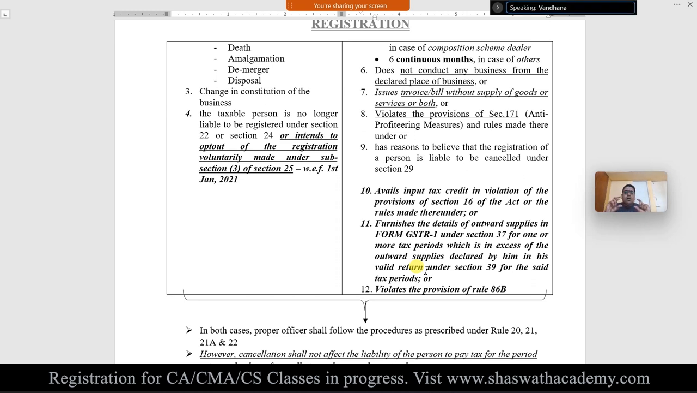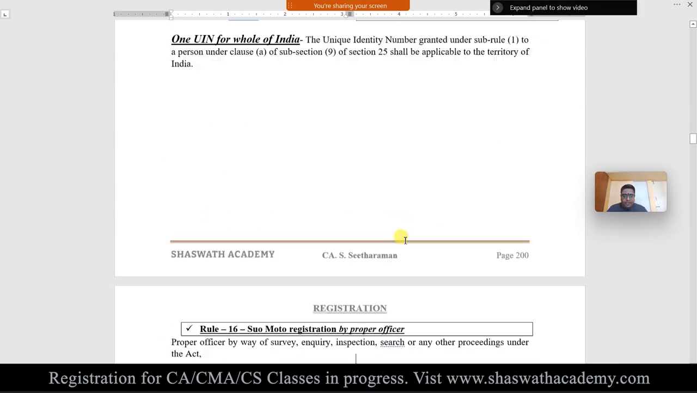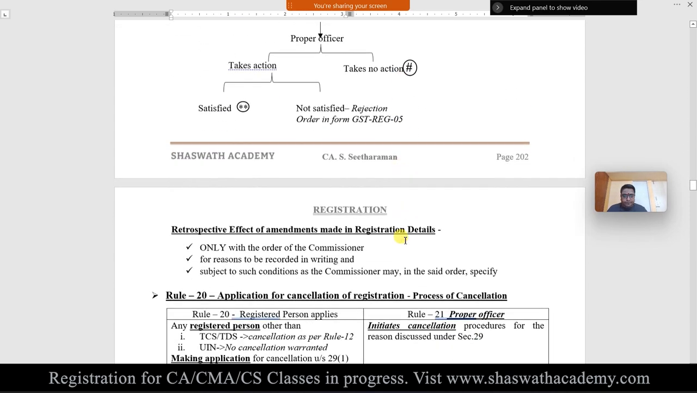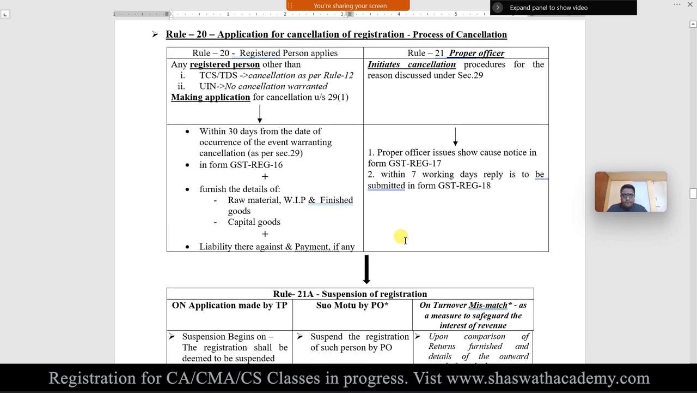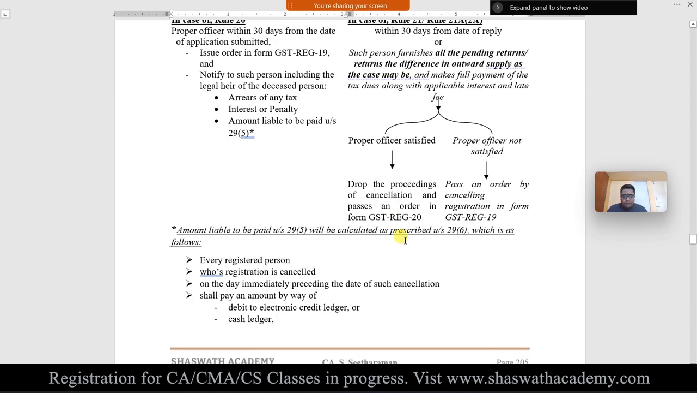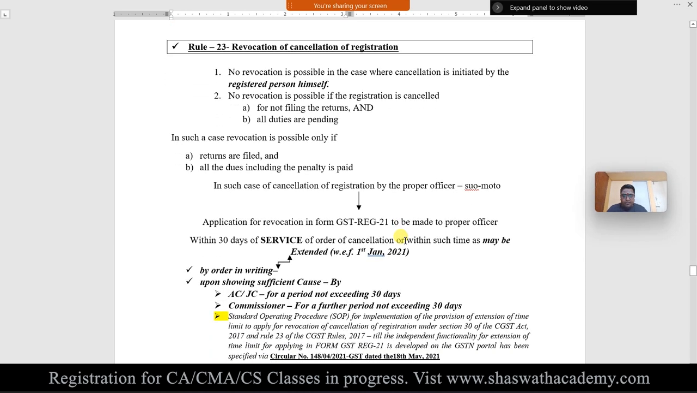Yes, sir. Clear? And since there is a time limit for revocation of cancellation which is amended, that is a focus area for revocation of cancellation. Revocation of cancellation, where is it? Oh, this is amendment. Yeah, this is the cancellation application. Revocation of cancellation. Here we go. My dear brothers and sisters, revocation of cancellation.